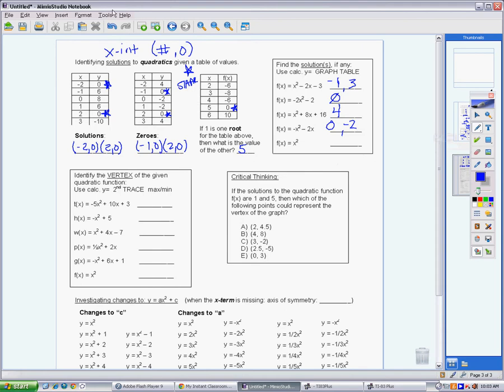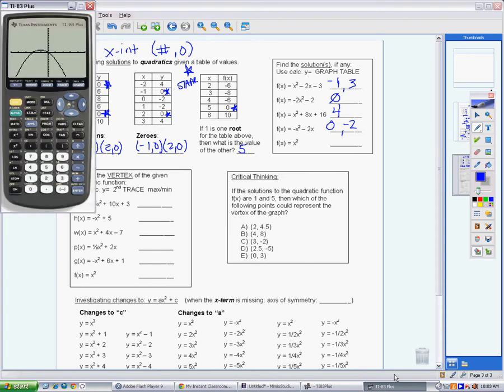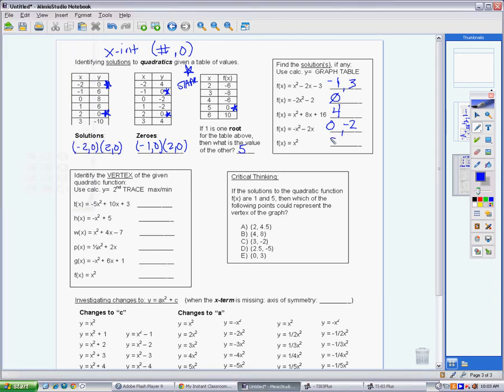Those are my solutions there. And then I've got my parent function, y equals x squared. Hit my graph and I can see it hits at 0, 0, so 0 is my solution. That's different than no solution. 0 can be a solution. This means there's no solution at all.